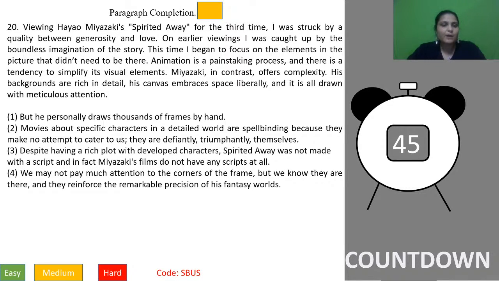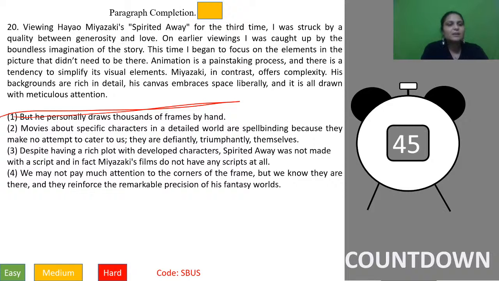So if we are talking about this, then first, but he personally draws thousands of frames by hand. We are not talking about him drawing anything. We are just saying whatever canvas you give to him, whatever drawing space you give to him, he uses it liberally. He tries to animate objects as much as he can, or he tries to bring in complexity to the scene. Okay? So obviously option number 1 is crossed out.